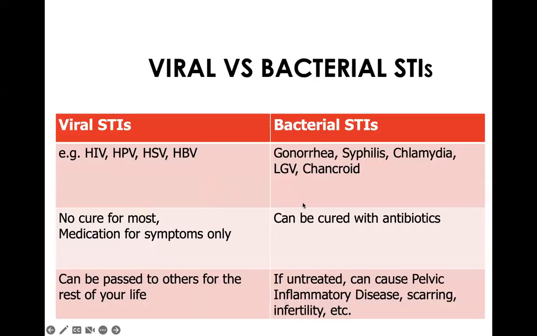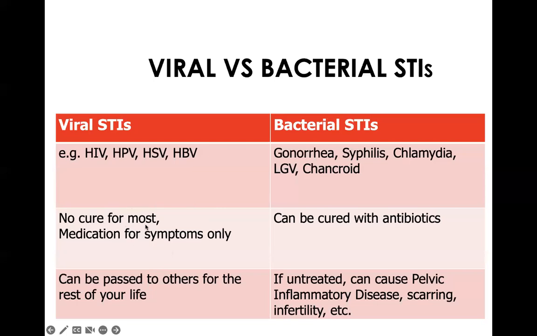So I thought it might be good, before we continue diving deeper into the viral STIs, to just have an understanding of the differences between the bacterial STIs and the viral STIs. The viral STIs, as we have said, include HIV, HPV, herpes simplex virus, hepatitis B virus. Well, for bacterial STIs, we have gonorrhea, syphilis, chlamydia, and chancroid. So all those are the different forms of bacterial STIs.